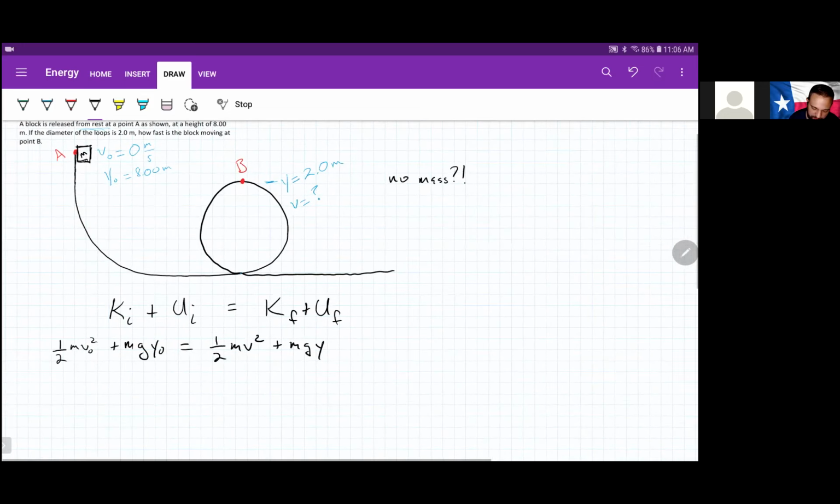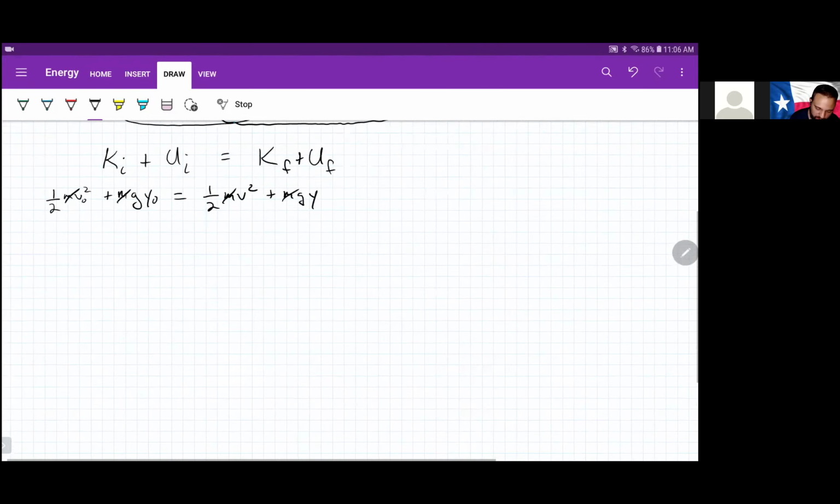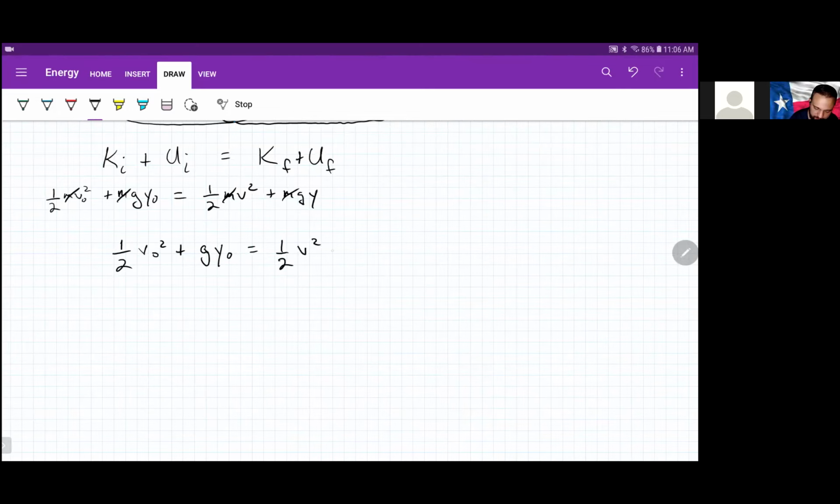Now, it didn't give us a mass, but every single term here has mass in it. So I can divide mass out completely. So I can get rid of that, it's all going to go to 1. So I end up with 1/2 v naught squared plus g y naught equal to 1/2 v squared plus g y.